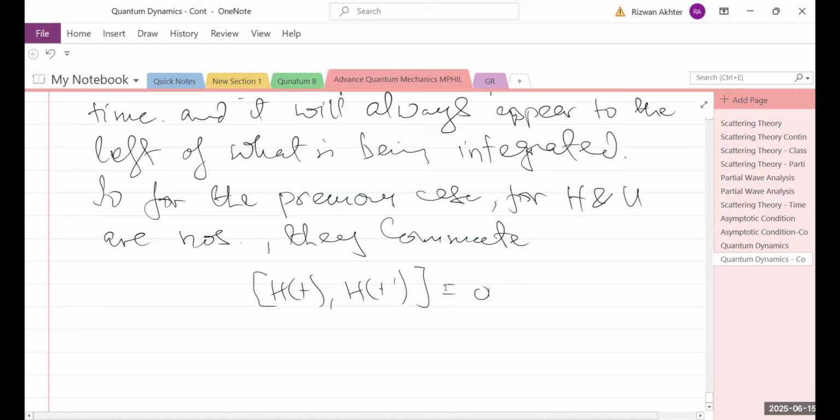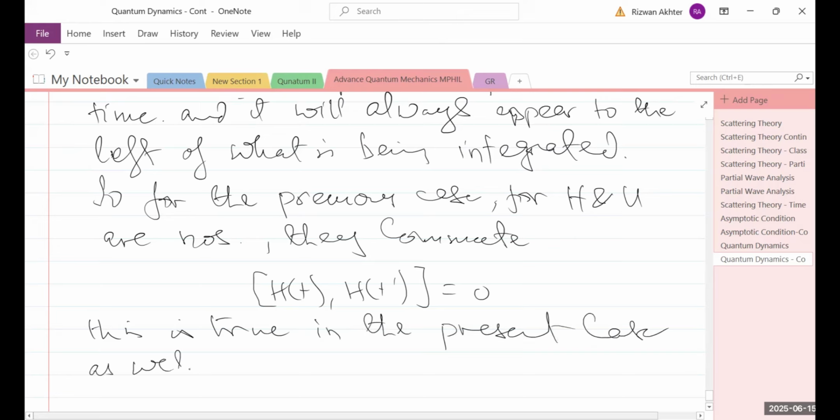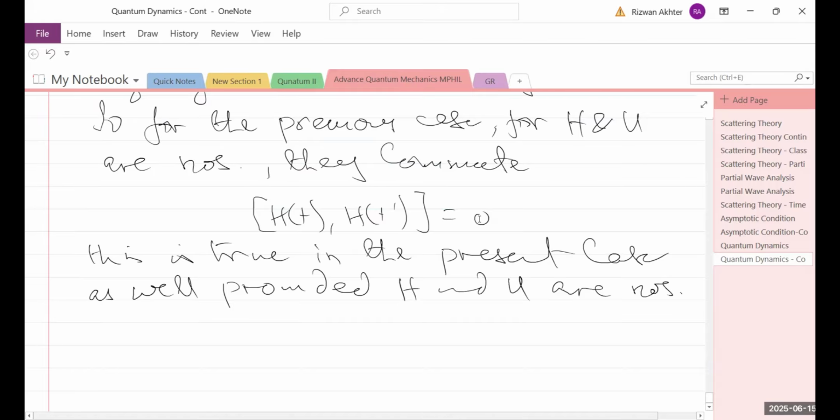So this is correct, even in the present case, because we are assuming that h and u are numbers. Then if h and u are not numbers, in that case they do not commute. So this is true in the present case as well, provided h and u are numbers. So the present case is this.